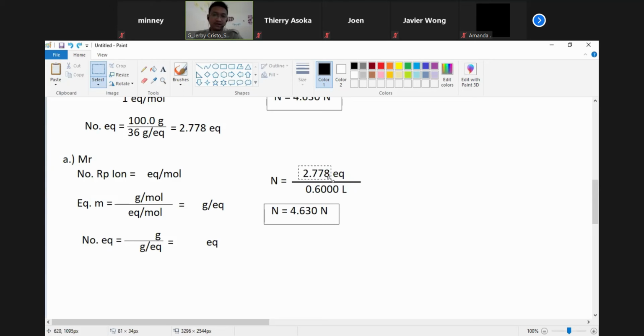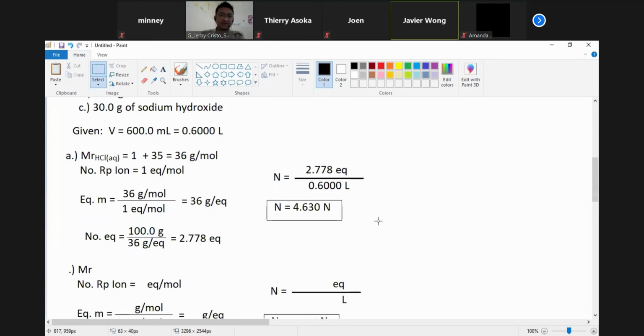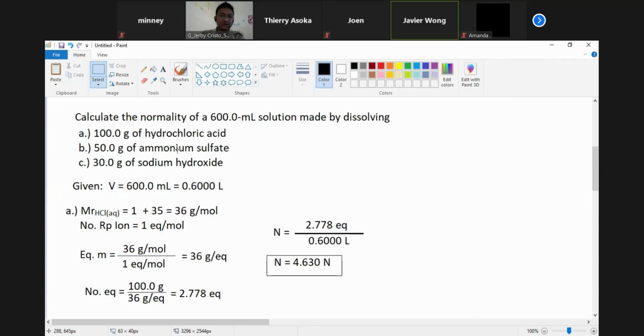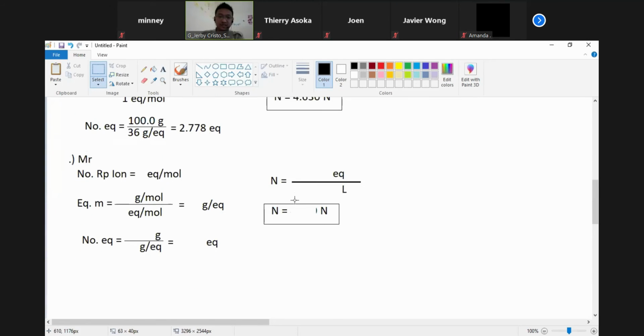Okay, so what is the given substance in letter B? 50.0 grams of ammonium sulfate. What's the symbol of ammonium sulfate?